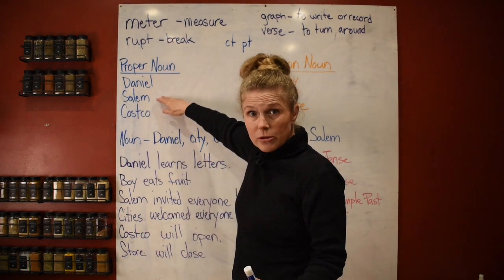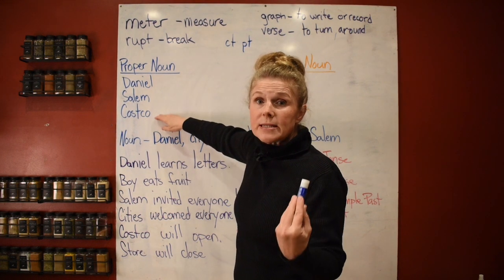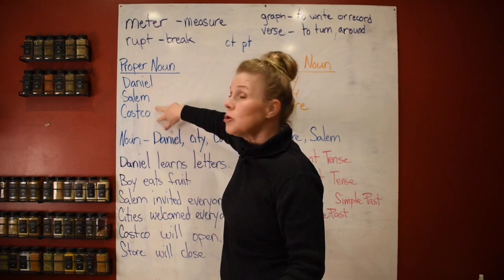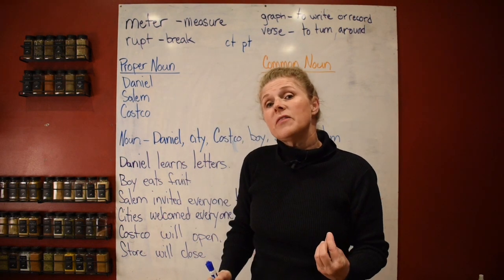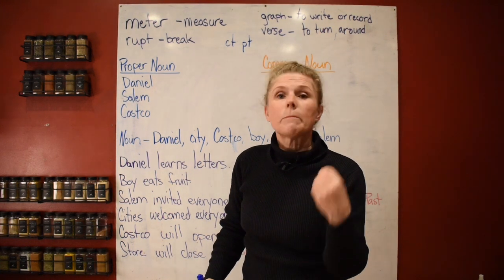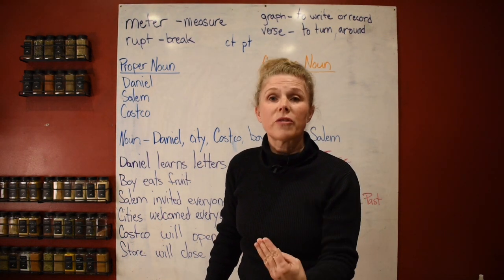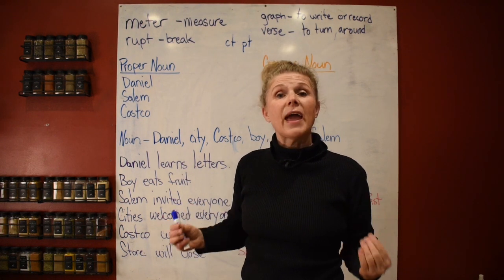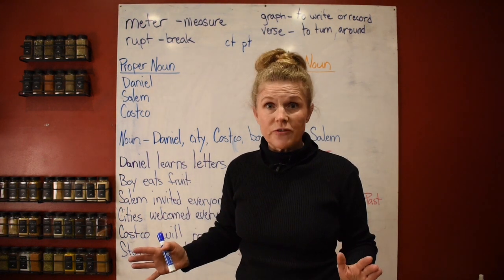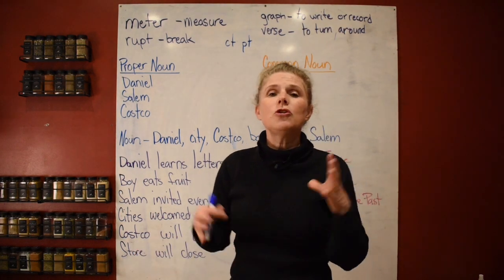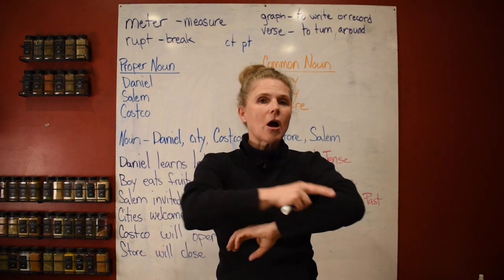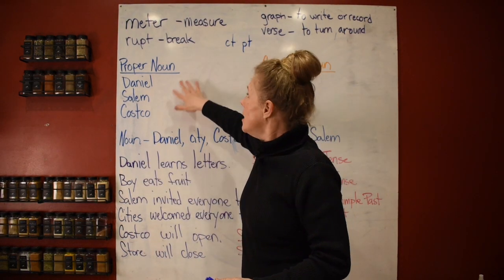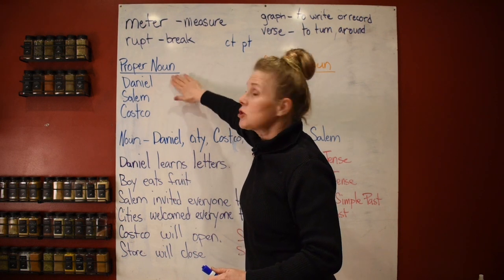Salem is a town. Costco is a place, it's a store. Now this is a person and these two are places. Now nouns, they are people, person, place, or things, and they are ideas, which is much harder to figure out what a noun is. But if you can feel it, if it's solid, if you can be in it, then you know it is a noun. But proper nouns are special places.